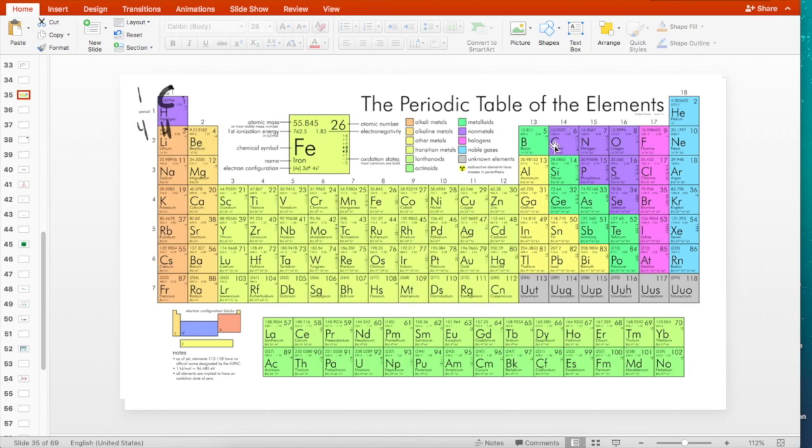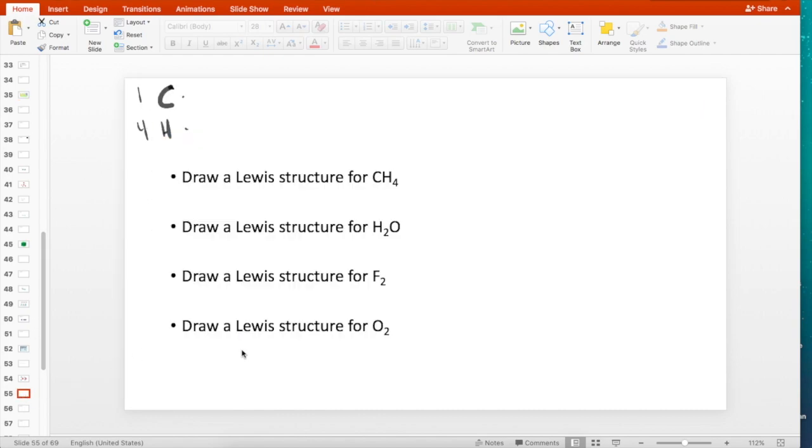1, 2, 3, 4. It's 4 over in its period, where you can look at the last digit of the group number, 14. Hydrogen has 1 valence electron. That's pretty simple. So I know that each carbon brings 4 electrons. Each hydrogen brings 1 electron.